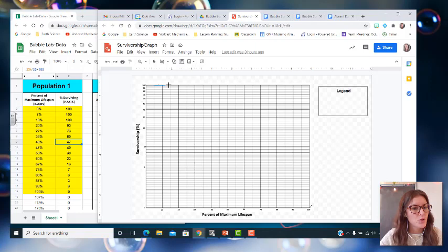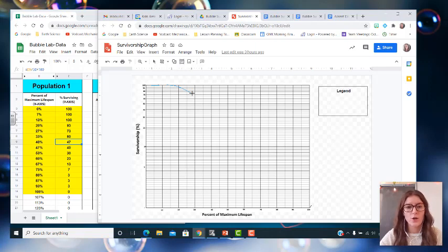And then I have 20% maximum lifespan to 93% survivorship. So 90 is all the way up here. So it's not really going to create that much of a curve so far. Okay, and then 27%, 73% survival. Okay, so 25, this would be 27 right there. And that's 73%. There's 70, there's 75. Okay. So I'm not going to graph this whole thing.